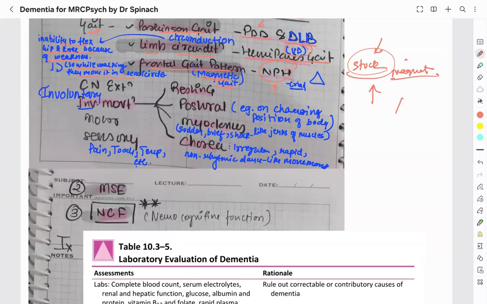So NPH, there is a triad. Can you tell me what the triad for NPH is? I don't remember, something like wacky, wobbly. One is definitely gait disturbances, ataxia or gait disturbances. Another one I remember is urinary incontinence. And I think the third one is dementia.